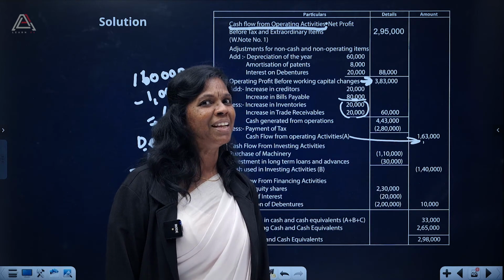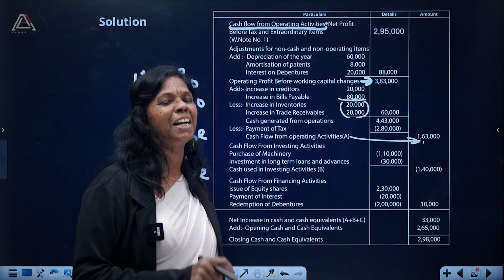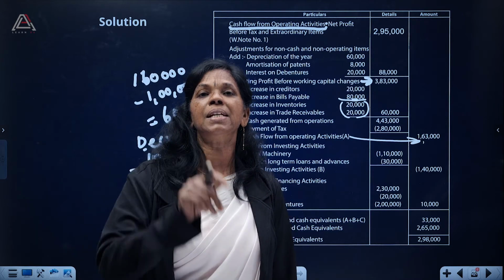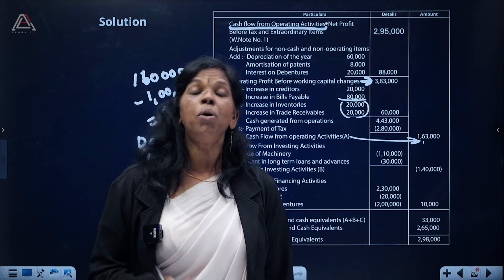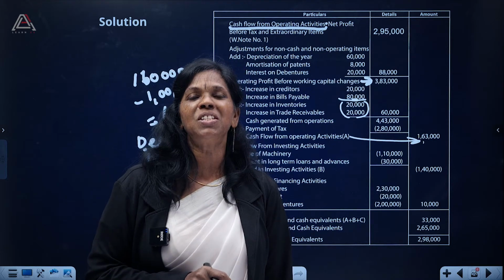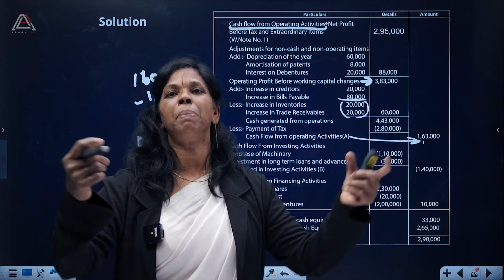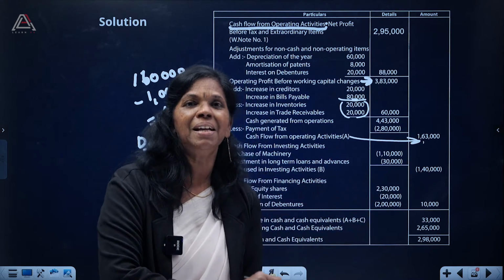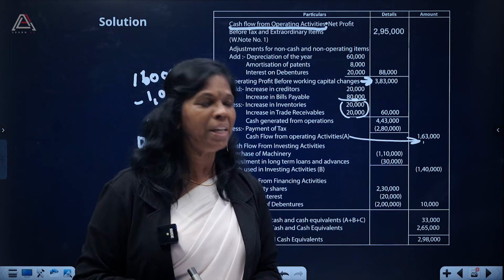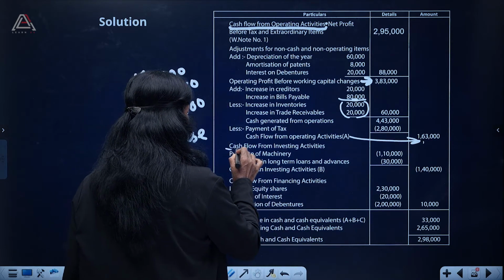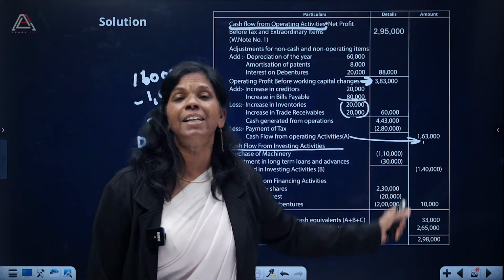How you understand? Then next one, cash flow from investing activity. While doing investing activity, you have to find out whether fixed asset bought or fixed asset sold. Then how to find out fixed asset bought or fixed asset sold? Compared to previous year, if current year amount is more, it is treated as purchase. Compared to previous year, if current year amount is less, it is taken as sale of fixed asset. Okay, then second category, this is B category, cash flow from investing activity. Purchase of machinery 1,10,000 is there.